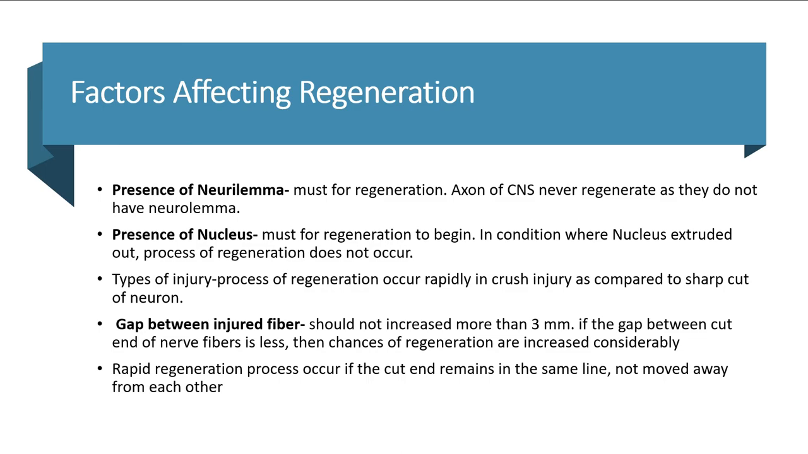And another thing, regarding the type of injury: the process of regeneration occurs more rapidly in a crush injury as compared to a sharp cut injury. In a crush injury, for example in an accident, there is some damage to the inside of the axonal parts, and this will be recovered with the help of Schwann cells and other growth factors. But if there is a sharp cut, the two parts will be separated, meaning the cell body is separated from the axonal part, so the recovery will not take place.